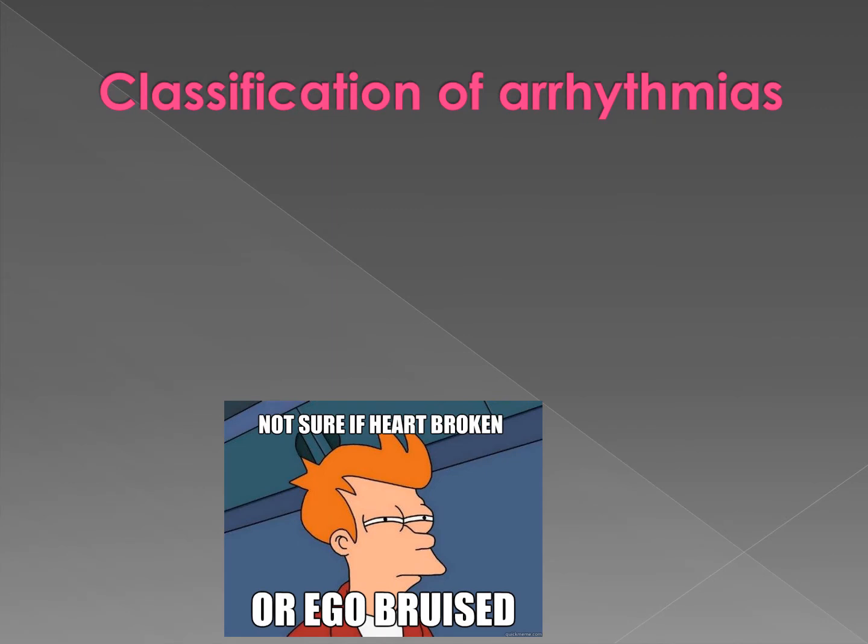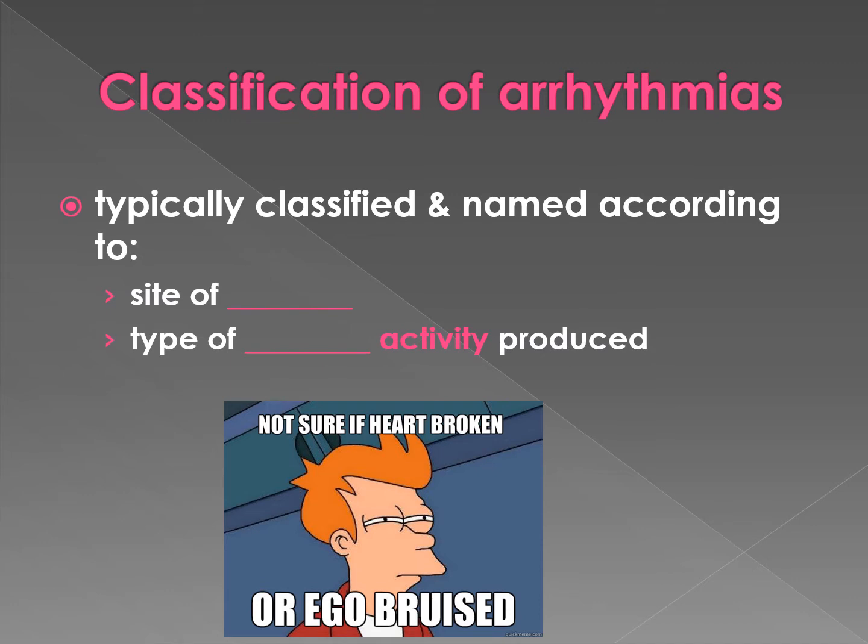Arrhythmias are typically classified and named according to the site of origin or the type of cardiac activity that's produced through it. The site of origin is the heart structure or structures. So where do they begin? Is this an atrial issue or a ventricular issue? Is it not enough activity, or is it too much activity when we're looking at the cardiac activity?